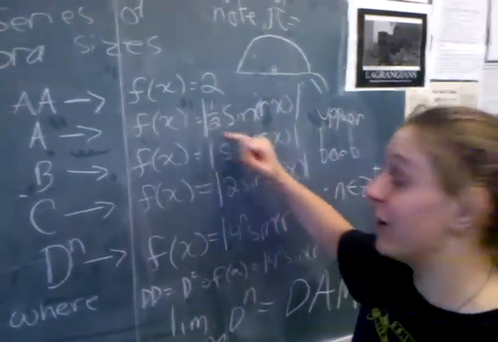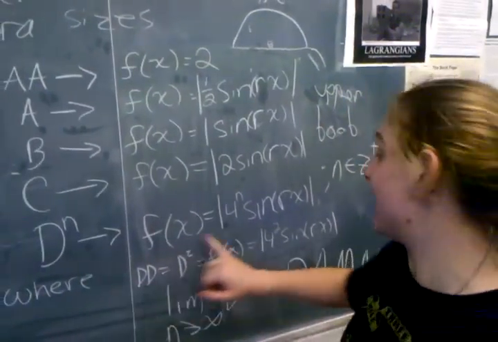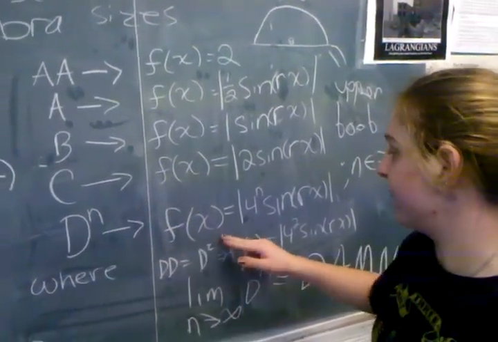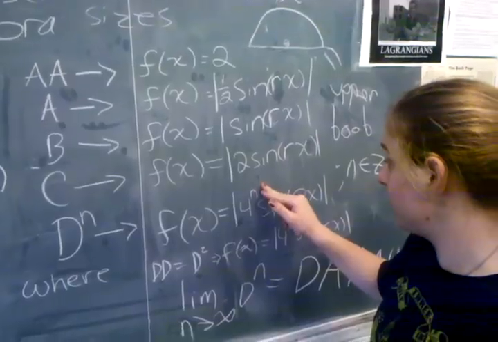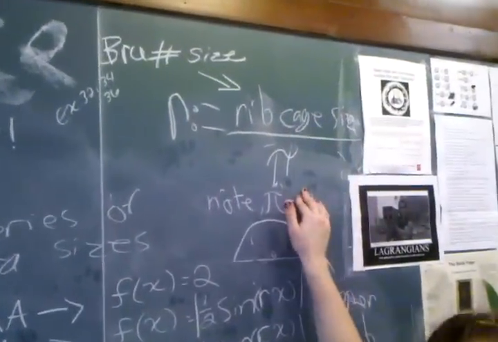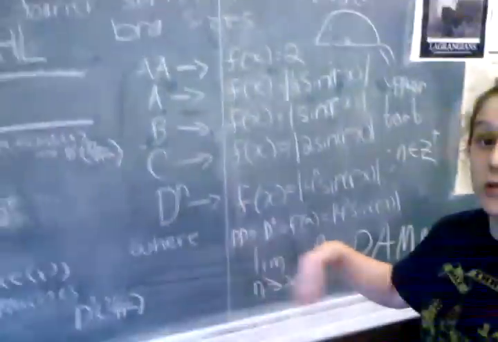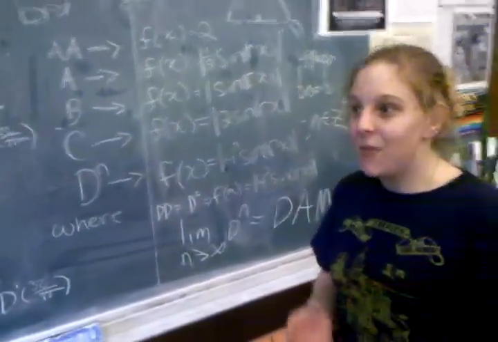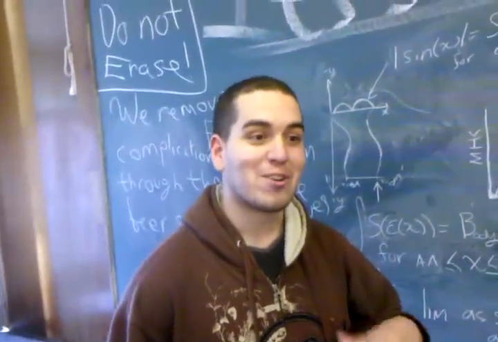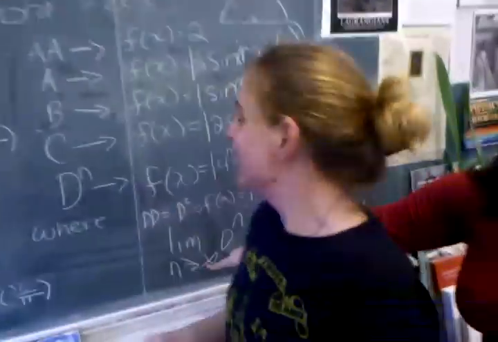And then from there on, you increase by a factor of 2 until you hit the d's. And then they go up exponentially. So for a d, you have d to the 1, which is equal to f of x of 4 to the 1 sine of rx, where r is the ribcage size divided by pi to give you the width across your chest. And it goes up exponentially until you hit the maximum number, which, as Kyle puts it, is... If you take the limit as n goes to infinity, you end up with... Damn! Right. Which we have listed here.